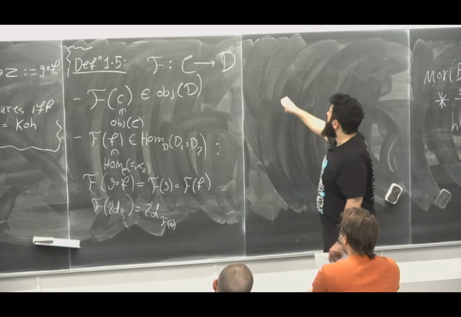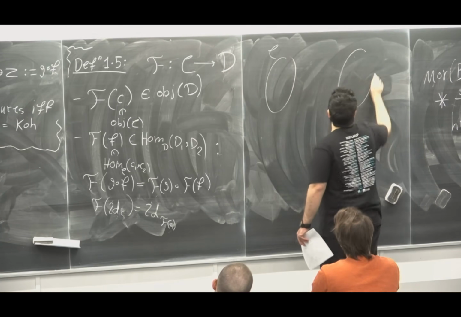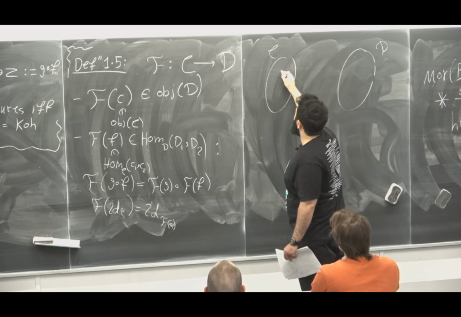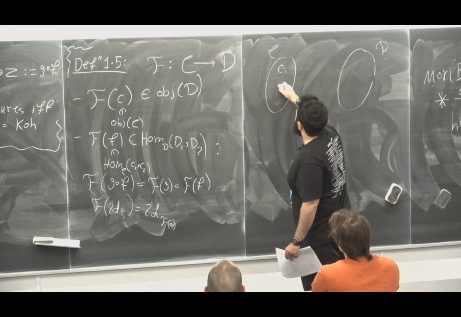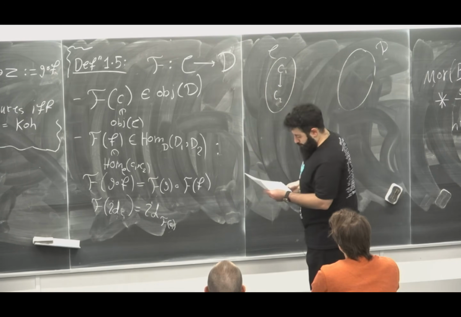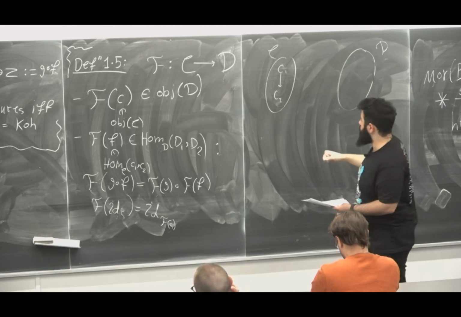So I have my category C and my category D, and I have elements here, C1, C2, and I have maps between them. And then C3.